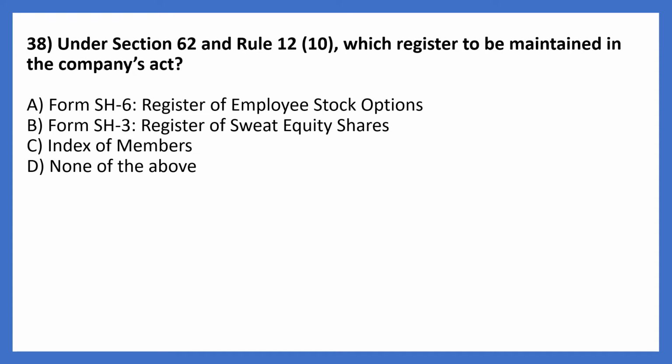Under Section 62 and Rule 12 of the Companies Act, which register is to be maintained? Option A, Form SH6 Register of Employee Stock Options. Option B, Form SH3 Register of Sweat Equity Shares. And option C, Index of Members. And option D, none of the above. The correct answer is option A, Form SH6 Register of Employee Stock Options.